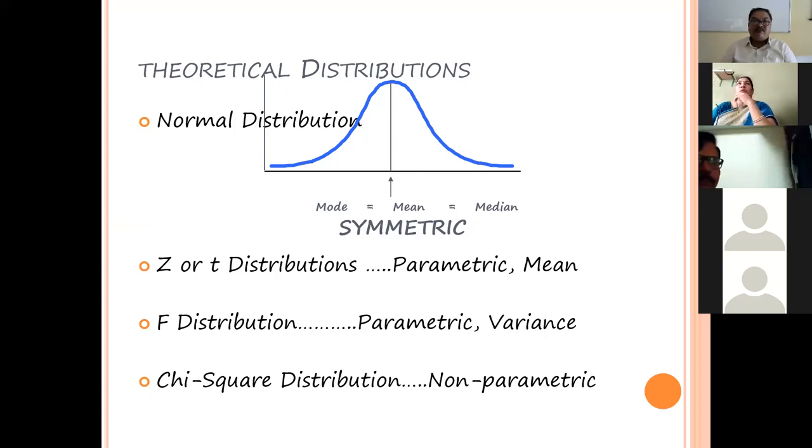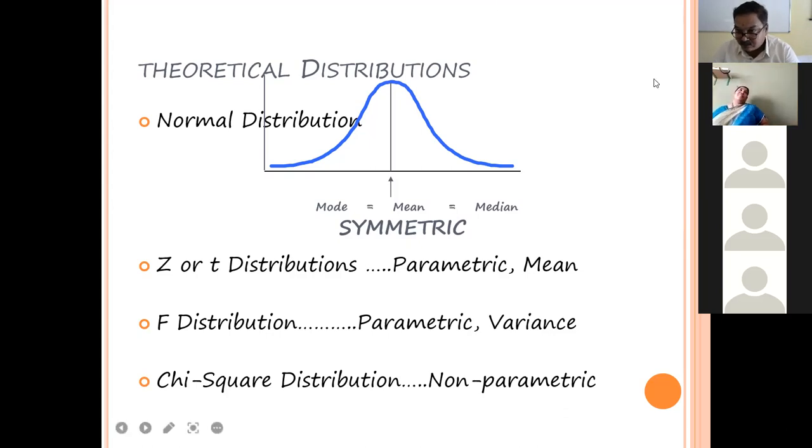And then F distribution. Yes, F distribution is a single-sided distribution. F and chi both are single-sided distributions. And we use the F distribution for conducting the F test. And the F test again is a parametric test. And F by default, we use it to test the variances. So the F distribution we always use to test variances. So F test is meant for the variance test.